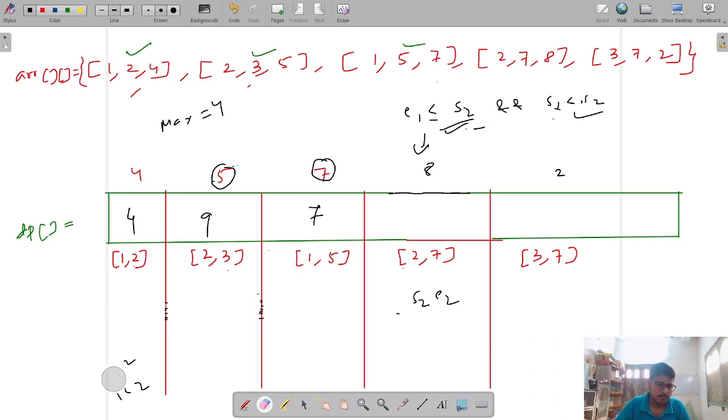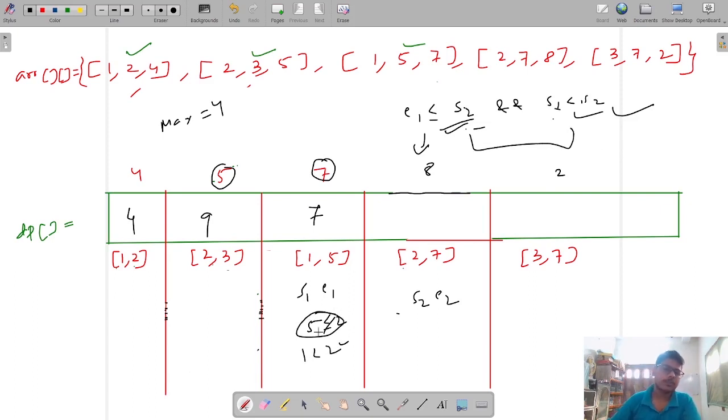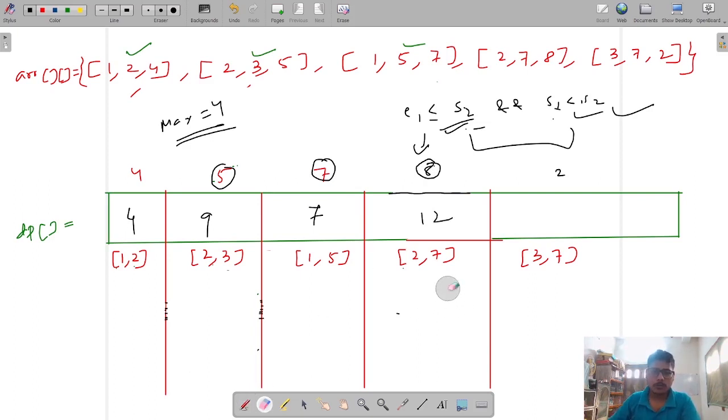Now check this one. This is my S1 E1. Is E1 less equal to S2? 3 is not less equal to 2, right? And 2 is not less than 2. So this is not a non-overlapping case. Here is my S1 E1. So 5 is not less equal to 2, right? And 1 is less than 2 is right. This condition is satisfied, but this condition is not satisfied. Both the conditions should be satisfied, right? So this is also not non-overlapping. So in this case, our max was 4, and I will add this element to it. So it is 12. So now we will solve this one.